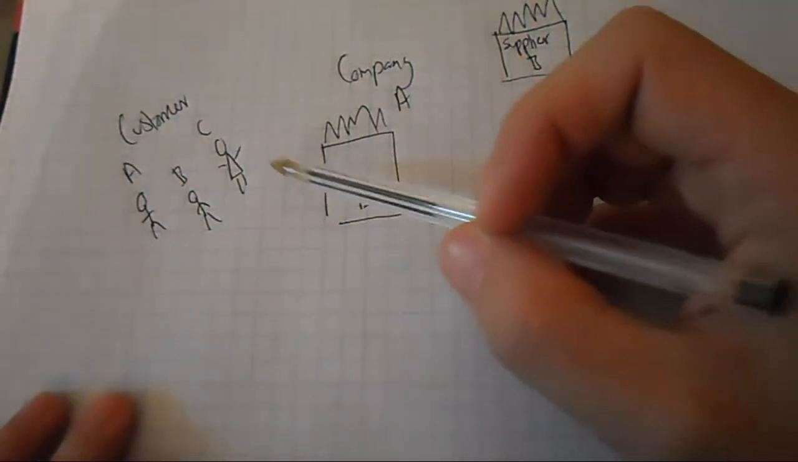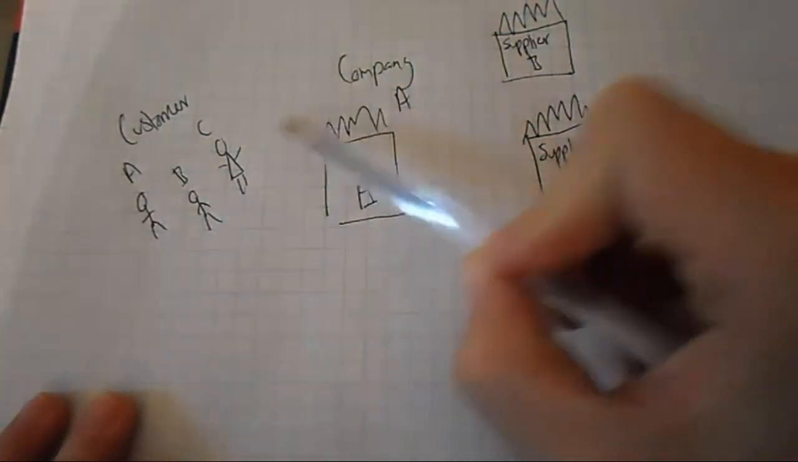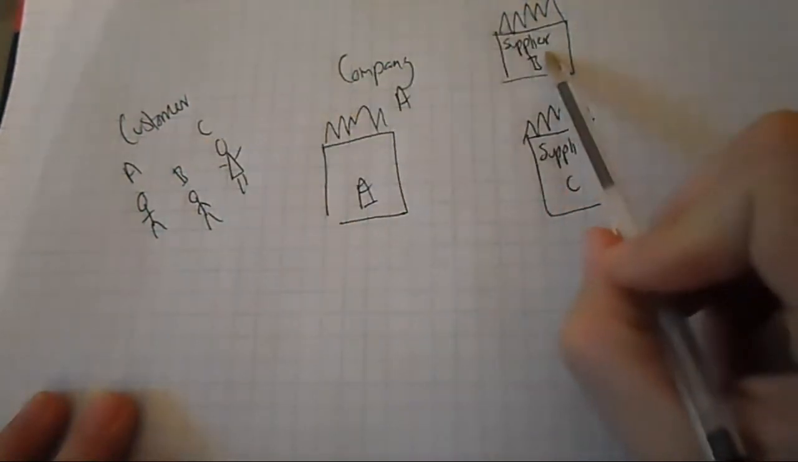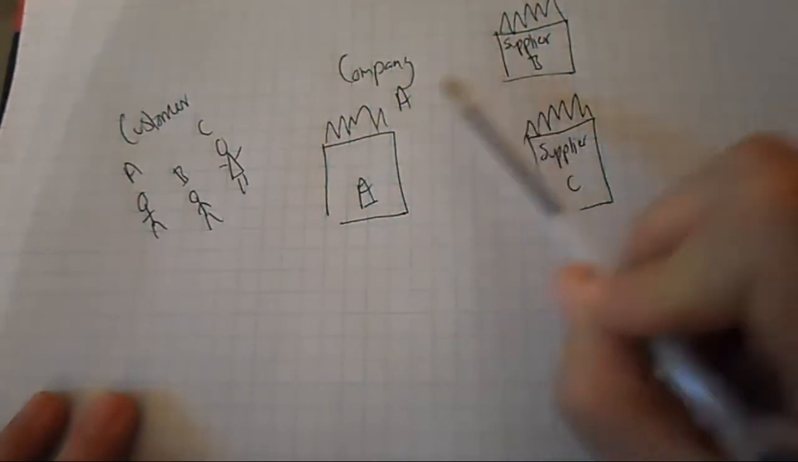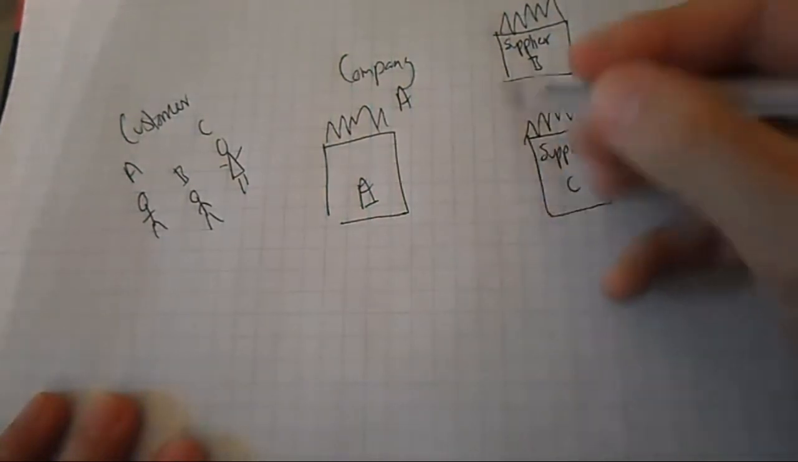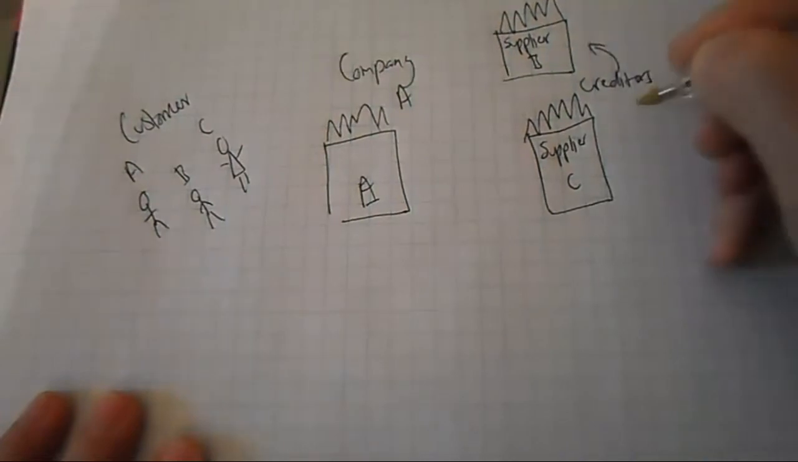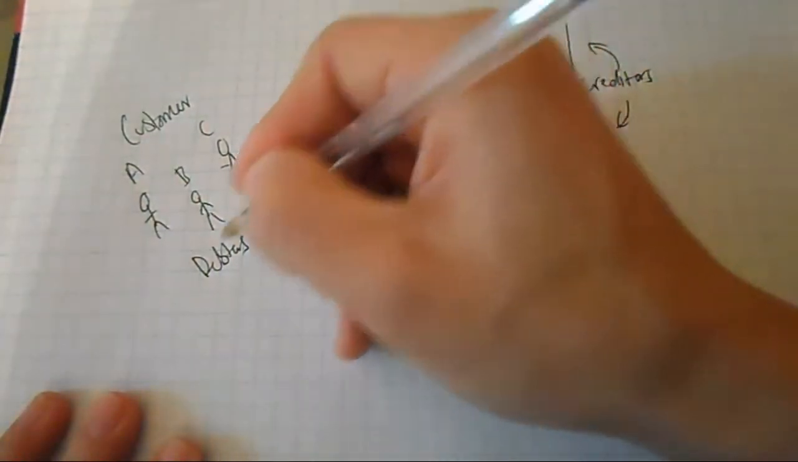If you could remember that customers that buy from the company or from you on credit are called debtors, and suppliers that a company buys from on credit are called creditors. So let's just write that there for clarification. These are our creditors and these are our debtors.